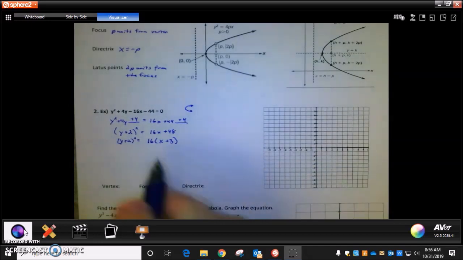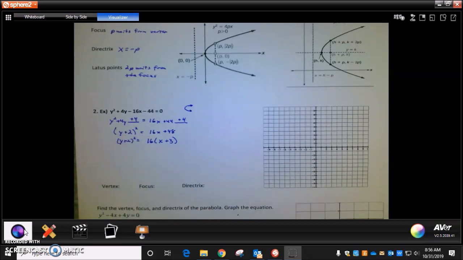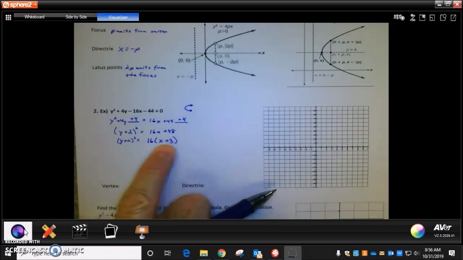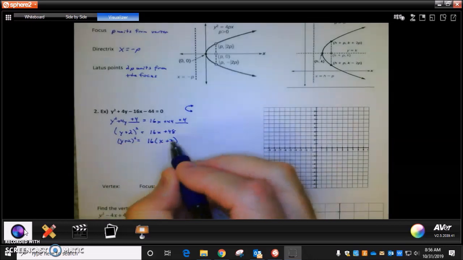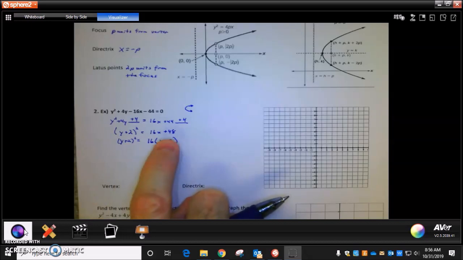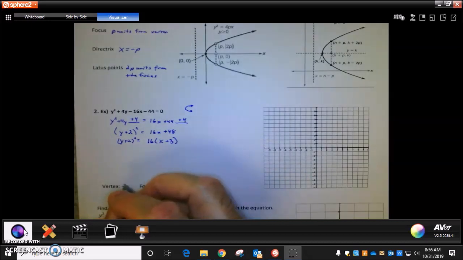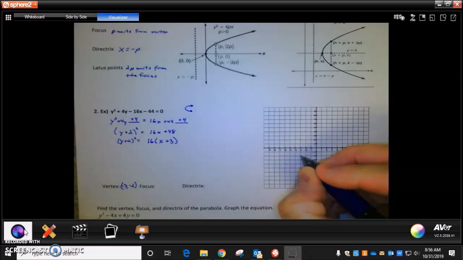I can tell, well, the y is being squared, so I can tell this is a horizontal parabola. I can tell where my vertex is. So remember, there's a minus sign that's part of the formula, so it's the opposite of these two. But the vertex is at (-3, -2). You got to look at the number with the x first. So (-3, -2). That's our vertex. So that'll be the first thing we graph over here. (-3, -2).